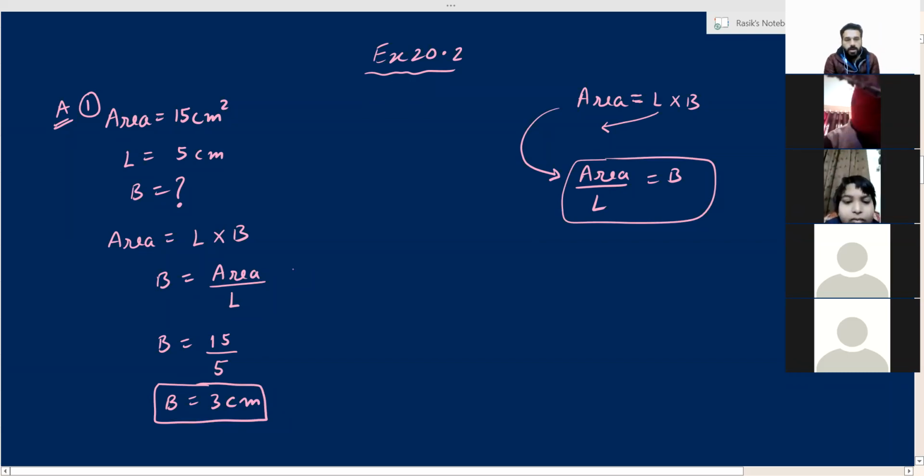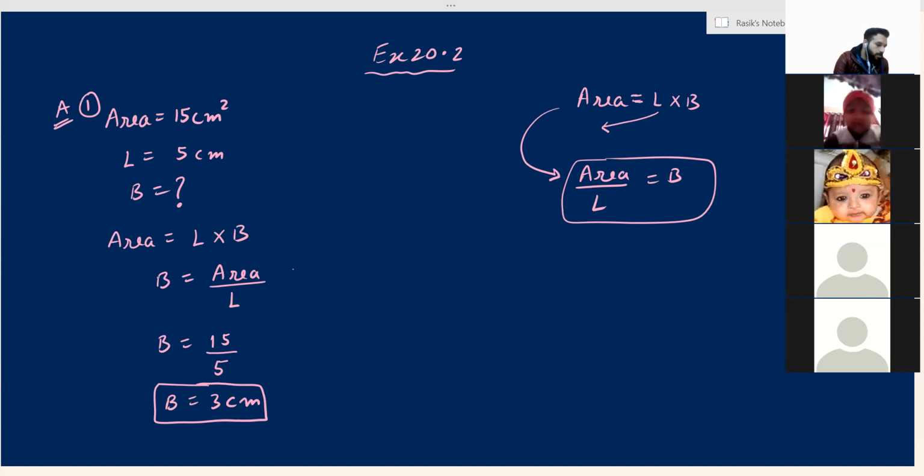Yes, sir. And the formula that we are using in the question is clear, everyone. Breadth is equal to area upon length. Very good. If we have to find the length, then we will use length equal to area upon breadth.